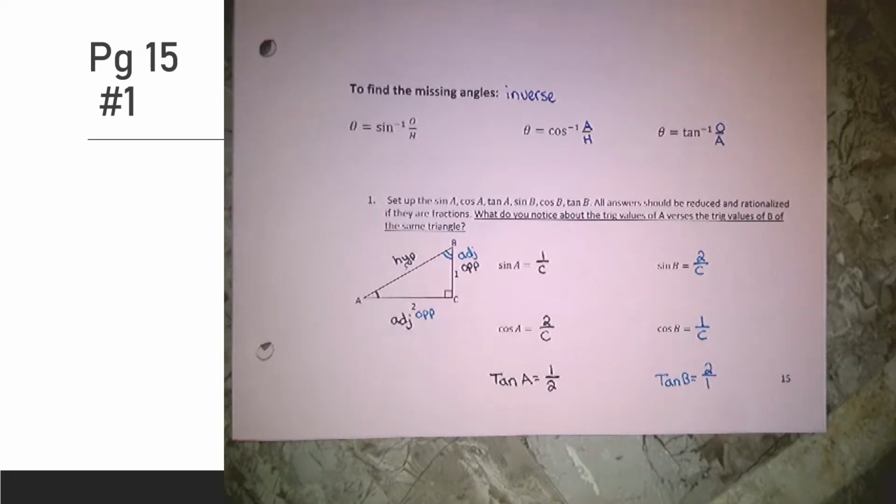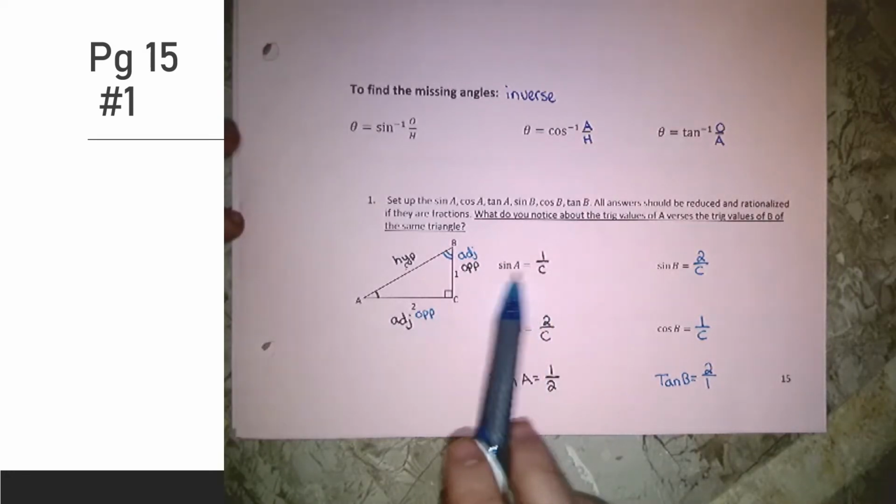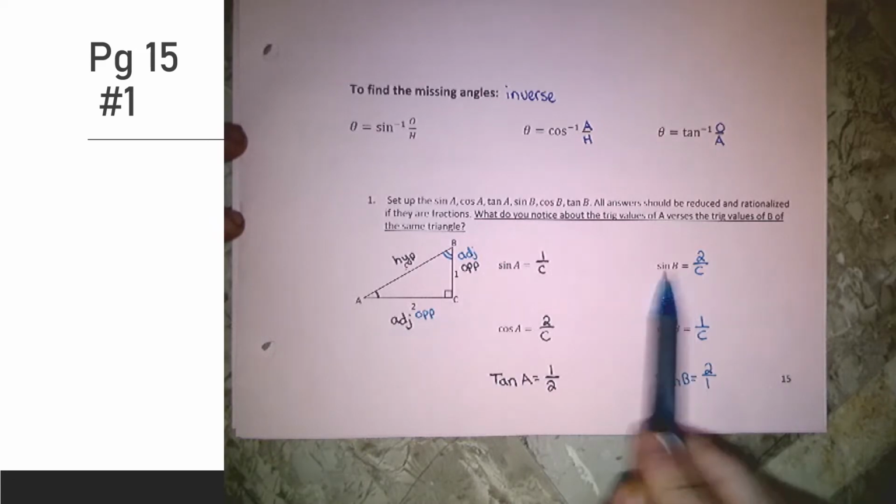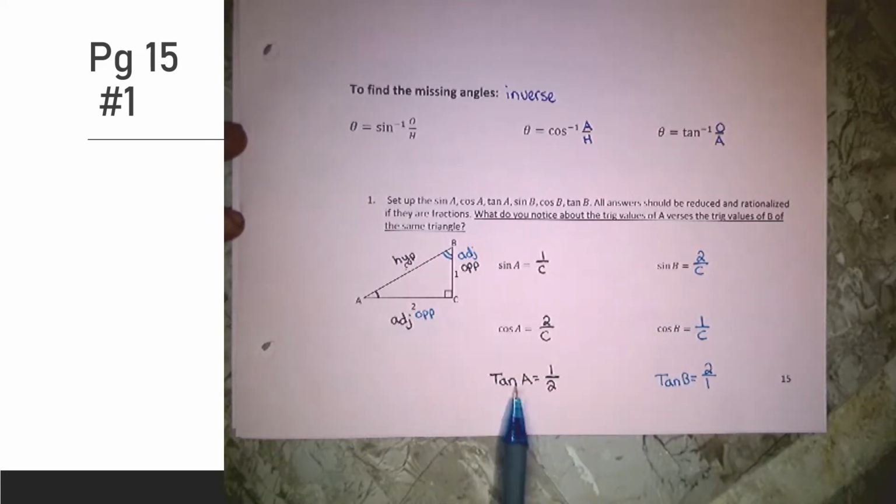So the one thing that hopefully you notice is, when I have the sine of A, it's the same thing as the cosine of B. Cosine of A is the same thing as sine of B. And the tangents are flipped over, and you have the inverse of them.